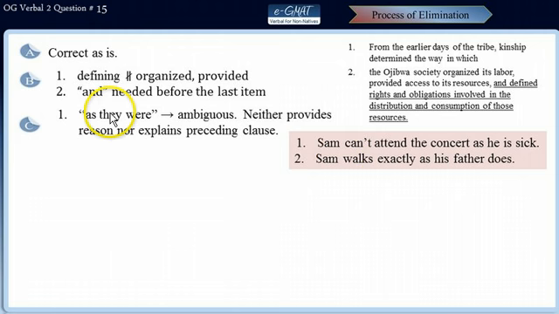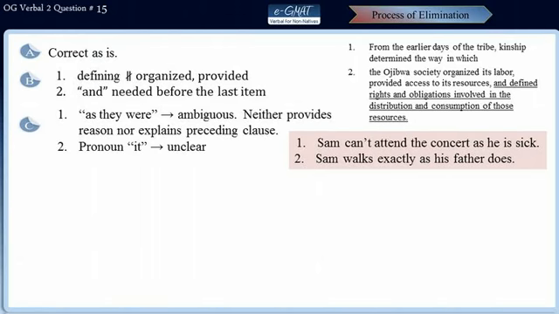Now they, again, as we said, is very ambiguous because we do not know whether it refers to resources or it refers to rights and obligations. So together this phrase as they were is pretty ambiguous. We do not know what it's trying to tell us. Is it saying that society defined rights because some things were in the distribution of something, or is it trying to say society defined rights in the same way as something were involved, which is pretty illogical. Okay, so this phrase does not make sense in this choice.